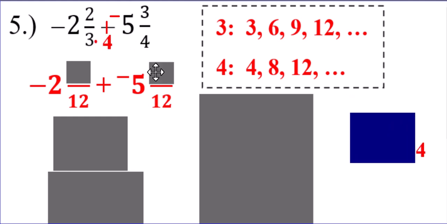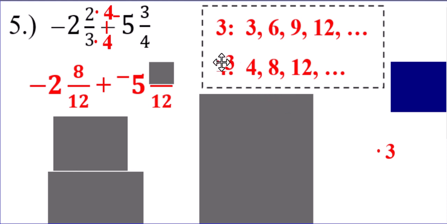So, if I take this times 4, I'm going to have to take the 2 times 4, and that's going to give me 8. Now, what times 4 is 12? That's going to be 3. So if I take 4 times 3, then I'm going to have to take the 3 times 3, and that's going to become negative 5 and 9/12.